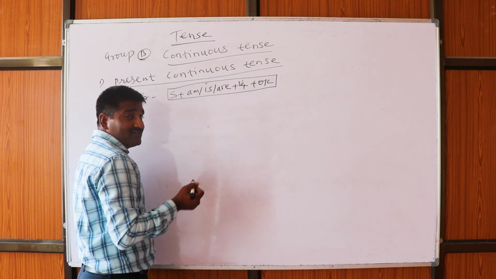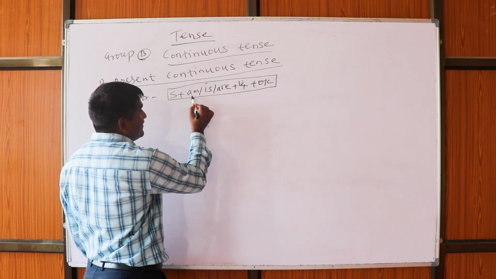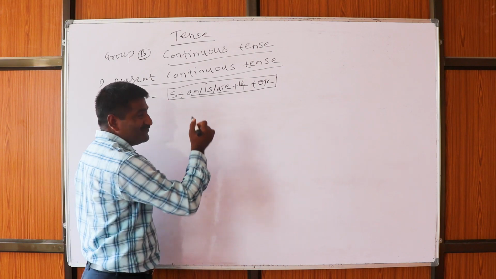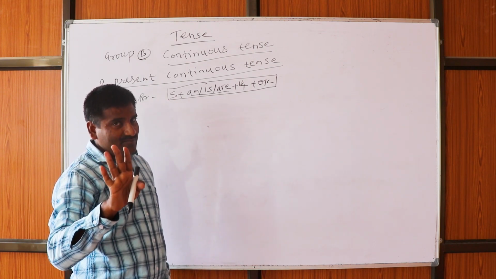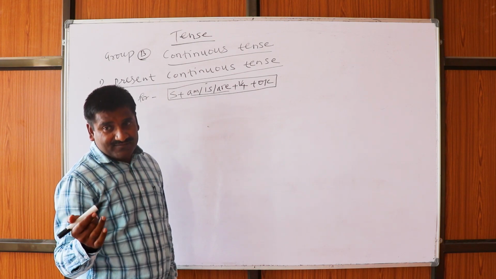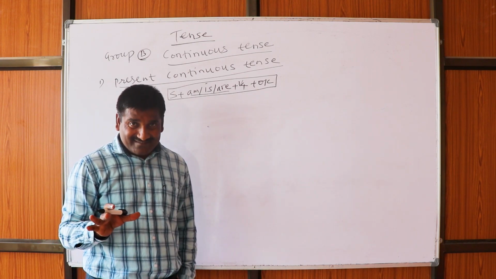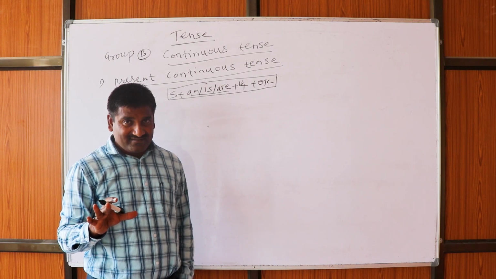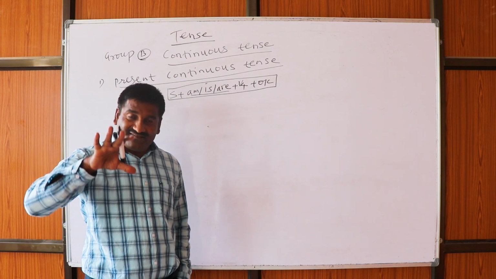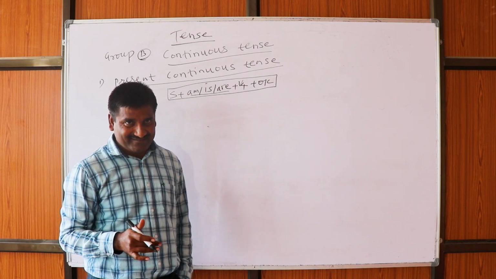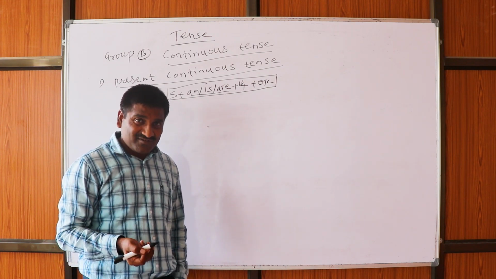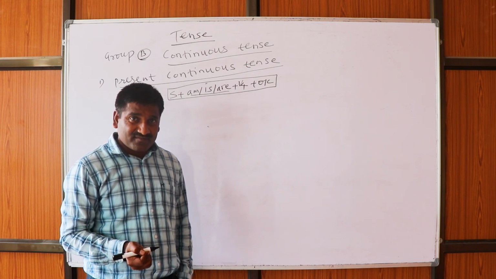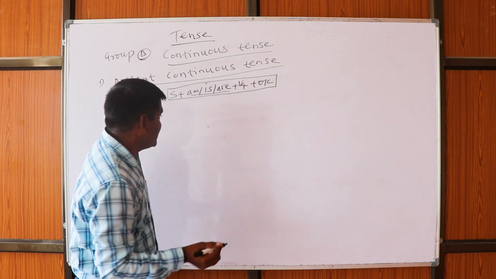So how many helping verbs we have? 3 helping verbs. Am is are. So if we have 3 helping verbs, so definitely our persons must be divided in 3 examples or in 3 sentences. So let us understand which subject will take which helping verb. Okay. So let us see.